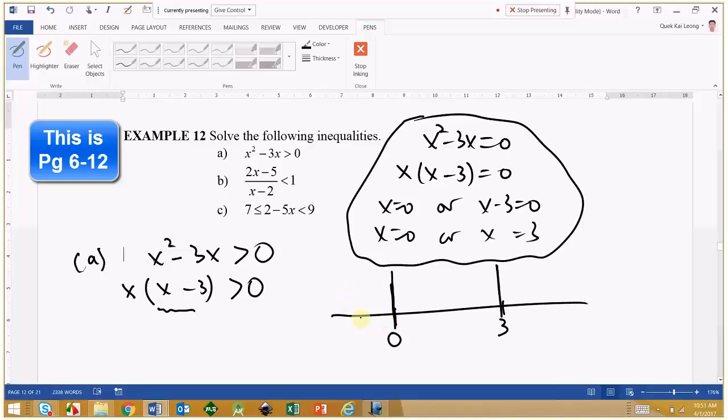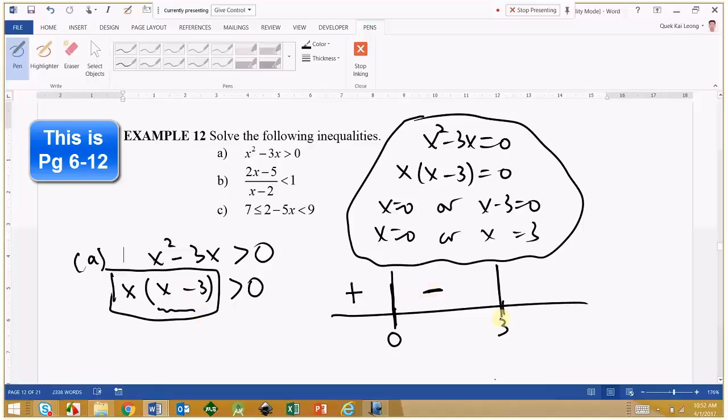Lesser than 0, I think negative 1 will be good. If I substitute negative 1 here, it will be negative 1 multiplied by negative 4. Negative 1 multiplied by negative 4 gives you a 4. 4 is positive, so I put a positive sign here. Then I'm going to test at this region here, x between 0 to 3, whether this region will give this whole expression a positive or a negative sign. So I use a value, let's say 1. You can use 2, but I just choose 1. It's a convenient value. 1 multiplied by 1 minus 3 is minus 2. 1 multiplied by negative 2 will be negative 2. So what I'm interested in is a negative or positive sign. So it's a negative.